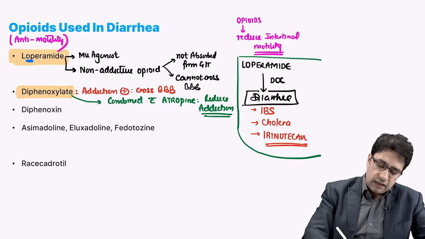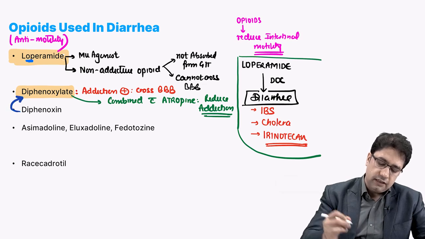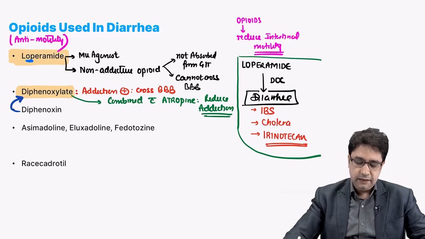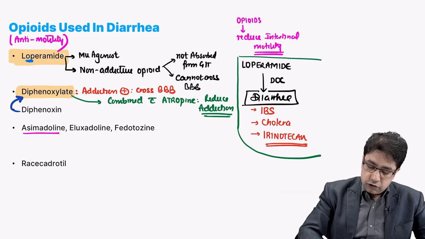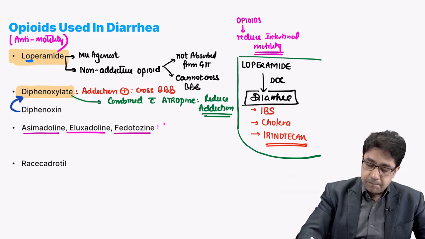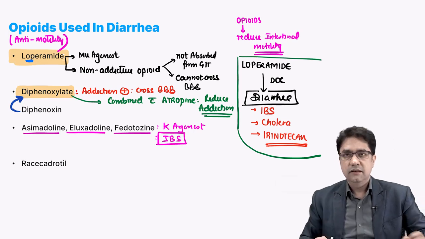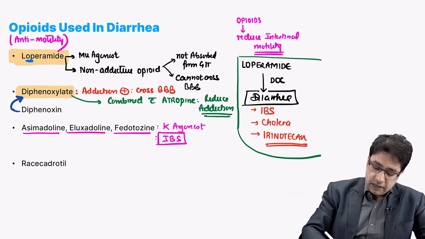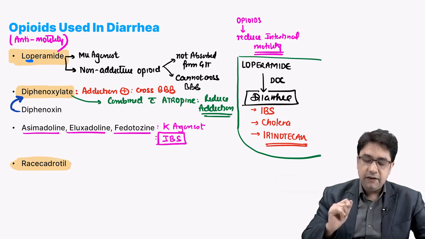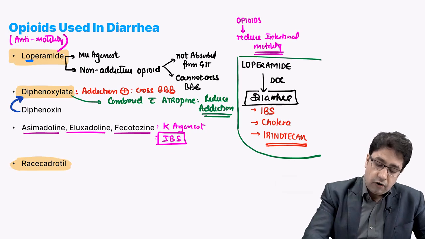Another drug, just for reference, we have to remember is diphenoxin, similar to diphenoxylate. Asimadoline, eluxadoline, fedotozine are kappa agonists. And these drugs have been approved for the treatment of diarrhea in IBS, a new drug for irritable bowel syndrome. The last drug which we have to remember is racecadotril. So among the drugs which we have shaded, we have to remember racecadotril.